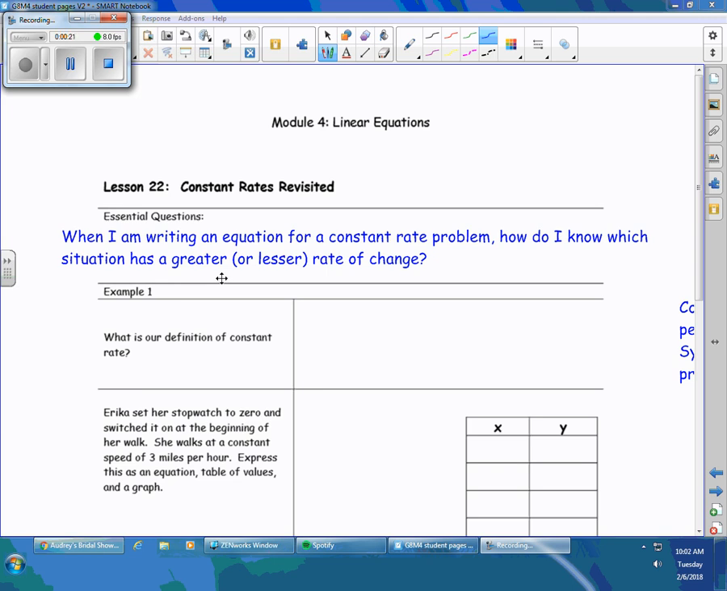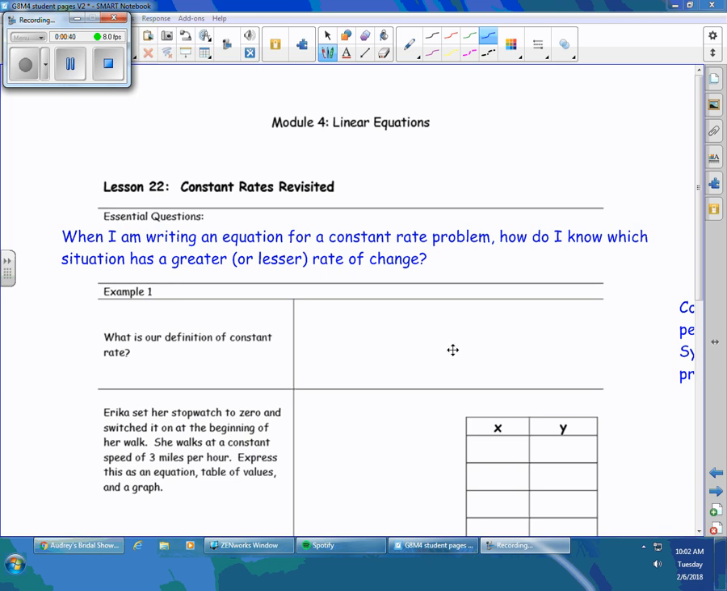So first of all, this is kind of a review. Off the beginning of this module, we were setting up equations for word problems, word situations, and most of those were constant rate type things. So this is going back to one of the earlier lessons, but now we're going to do more with the equation once we get it set up.